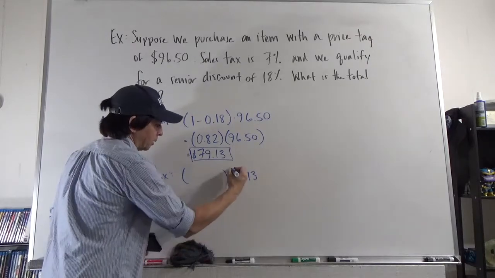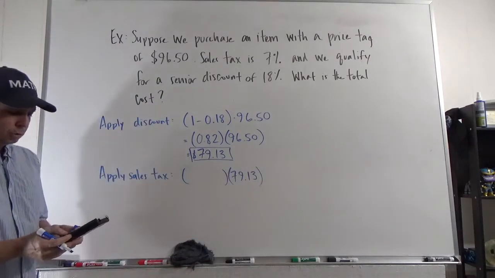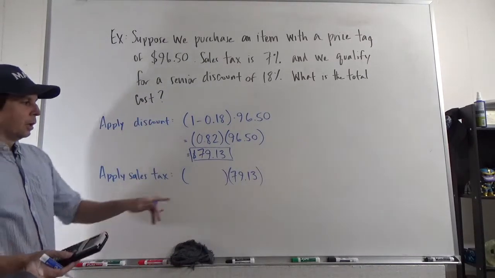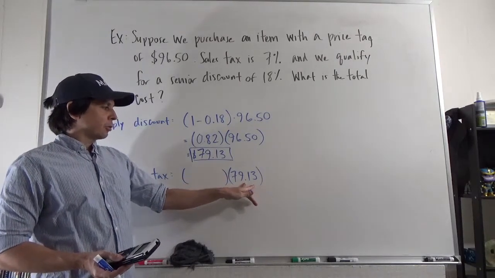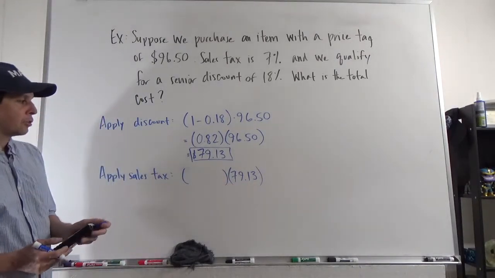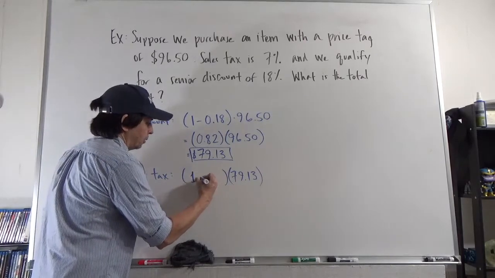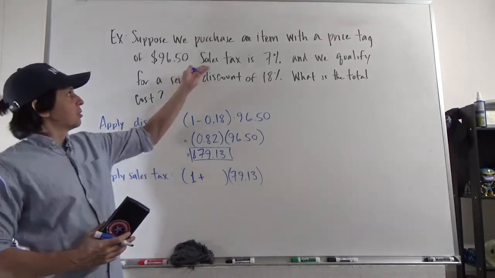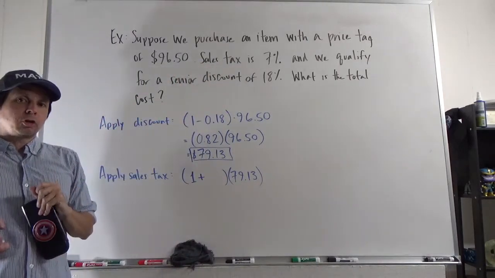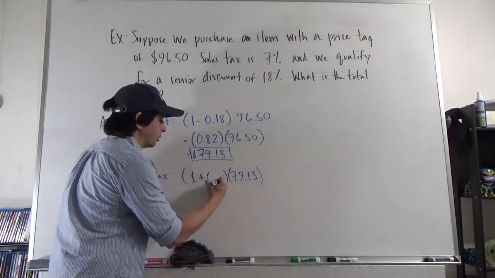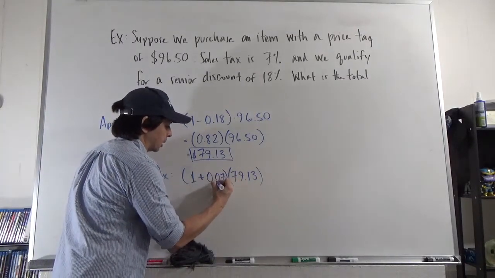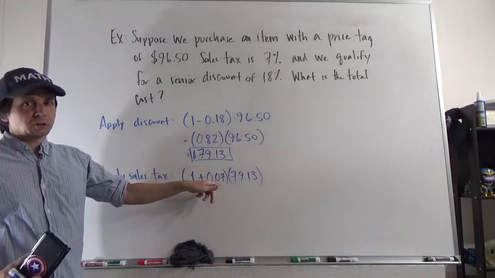Oh, I always leave that out, but you can put it in parentheses as well. Just note what all these numbers mean. 79.13 is the cost after the discount is applied, but then we have to pay taxes on it. Taxes are added to it, and sales tax is 7%. Make sure you don't use 0.7, it's 0.07. Again, a single digit percentage will have a 0 and then the 7.